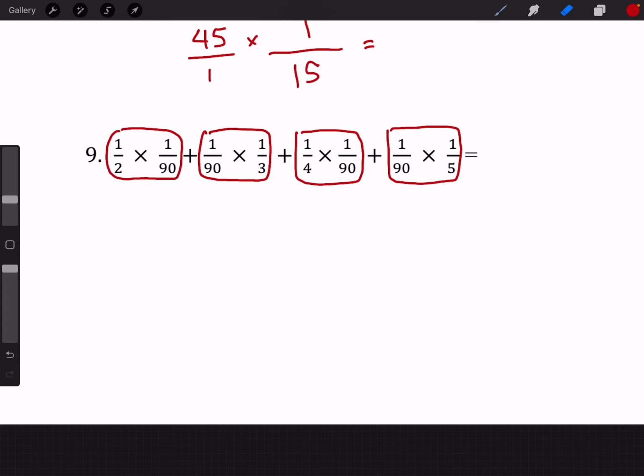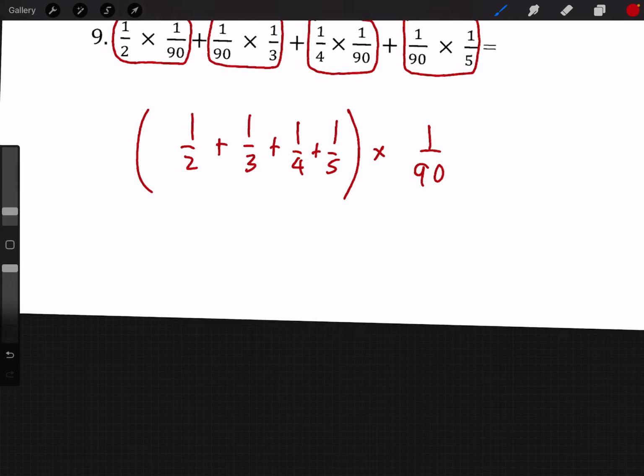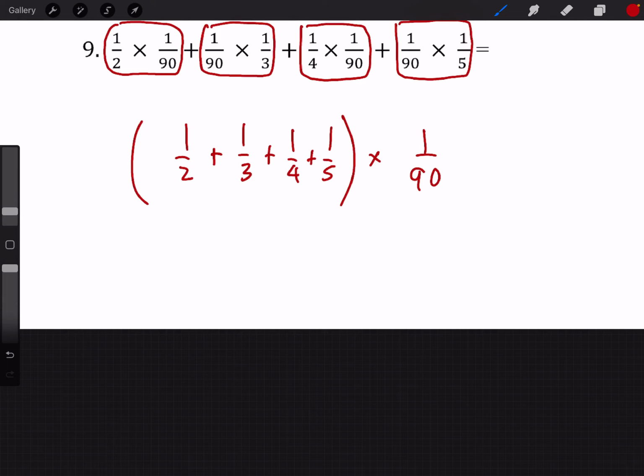So what we're going to do is times it by 1 over 90 in the end, and we're going to add all of these other ones here: 1 half plus 1 on 3 plus 1 on 4 and plus 1 on 5. Now in order to add these, we should make it all into the same denominator. So let's do that now.